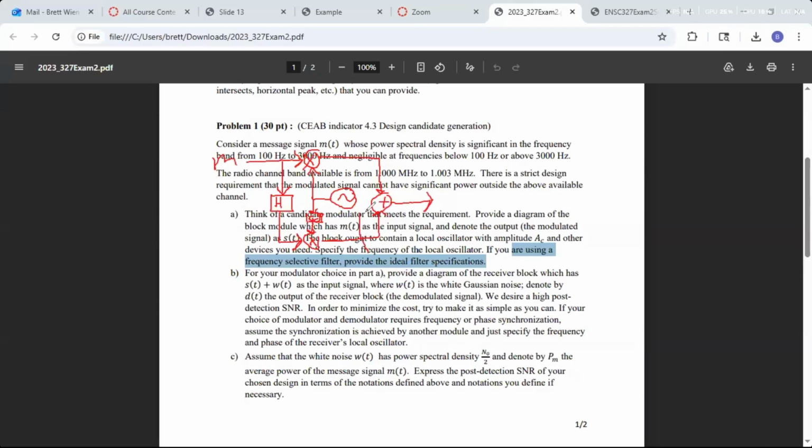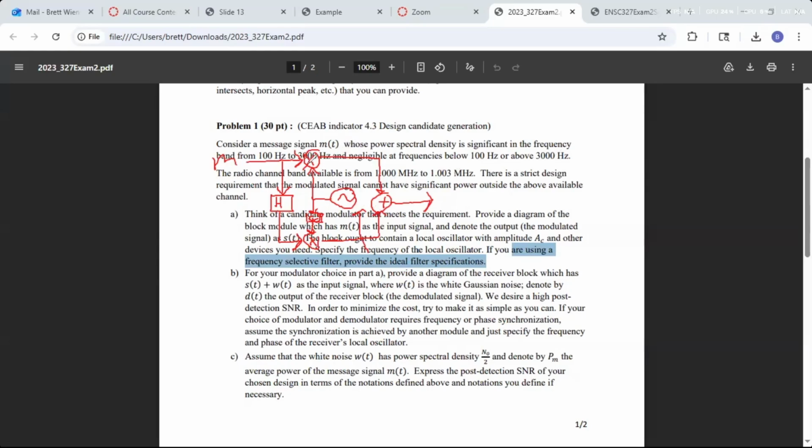So this here will have a very specific frequency, and that's just going to be given by the center frequency we want. We're moving from 100 hertz to 3000 hertz all the way up to between 1 megahertz and 1.003 megahertz, right? So this can just have a 1 megahertz frequency, right?